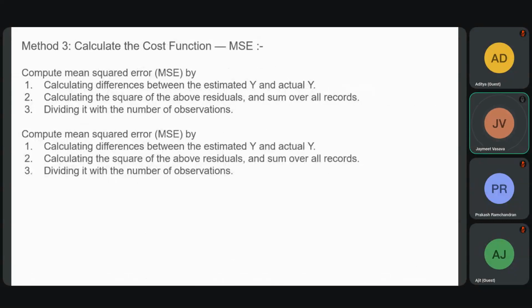Now calculate the cost function, MSE. So this is method 3, where we calculate the cost function. Computing the mean squared error (MSE): calculating the difference between the estimated y and the actual value, calculating the square of the above residuals, the difference basically, and summing over all the records and dividing it by the number of observations.